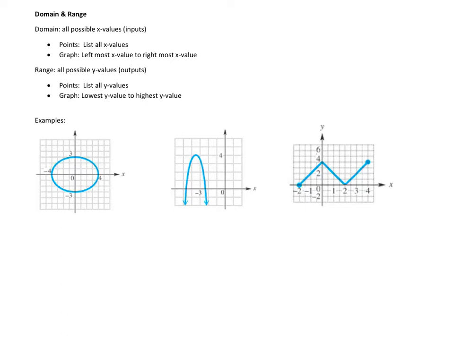If we have ordered pairs, that's super easy. All we're going to do is list the x's if it's the domain, list the y's if it's the range. So I didn't include an example here, but I'll go ahead and write one. So let's say, for example, we had the set (3, 2), (5, 9), and (-1, 8).